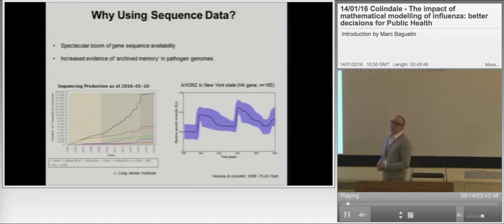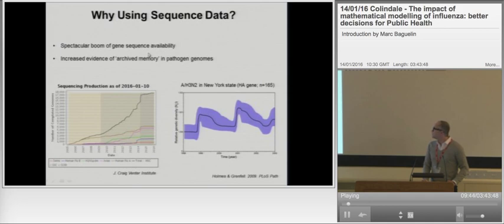The first one clearly is that sequence data is becoming increasingly available, and this is illustrated here on the left-hand side. So this is a graph showing the number of full genome sequences that are generated over time. So there's a year here. This comes from the Craig Institute, and you can see that the number of flu genome sequences that are ready for you to exploit is experiencing a massive boom. So clearly, this is a very attractive tool.